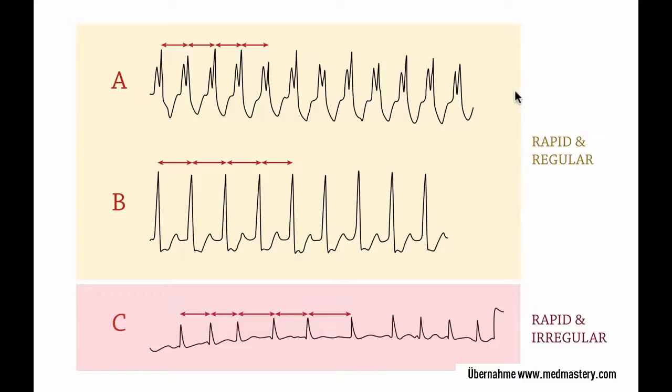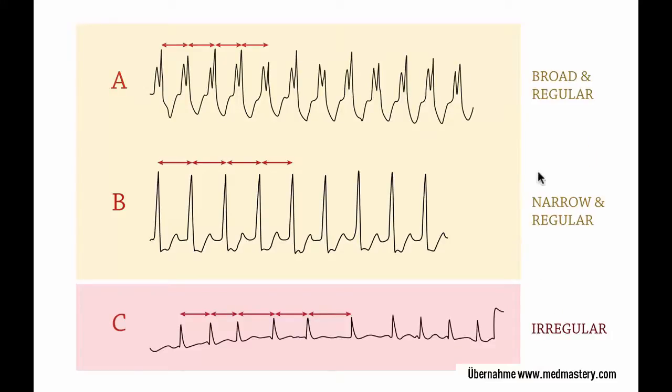Welcome back. Now that we've covered rapid, regular, and broad, let's focus on rapid, regular, and narrow complex tachycardias. This is a quick recap of what we already know. When we talked about tachycardias, we discriminated between rapid and regular, and rapid and irregular. We said that rapid and regular could come in two manifestations, broad and regular and narrow and regular.